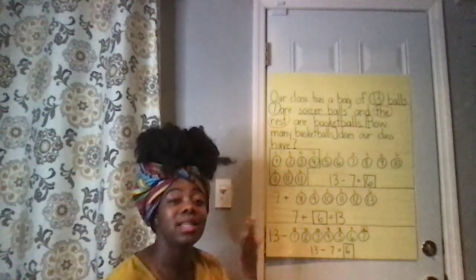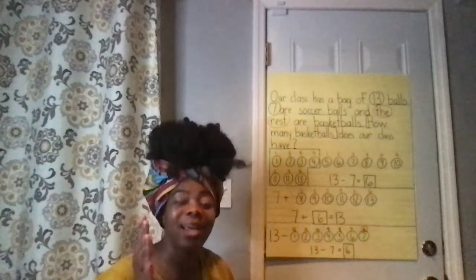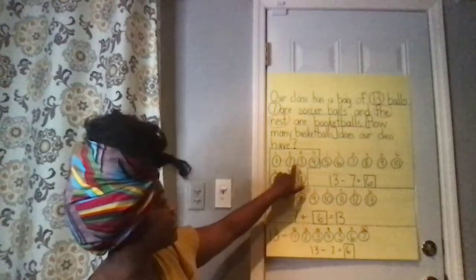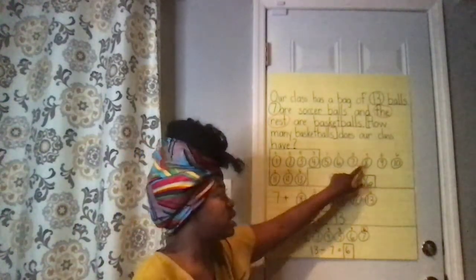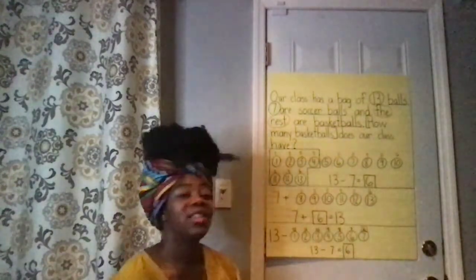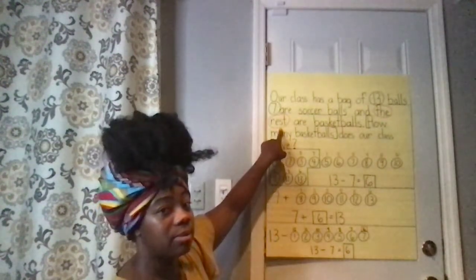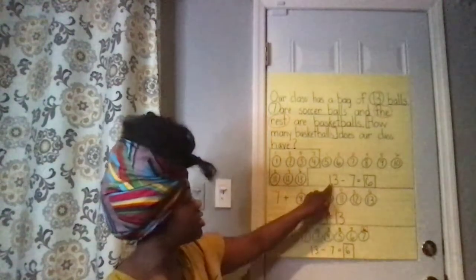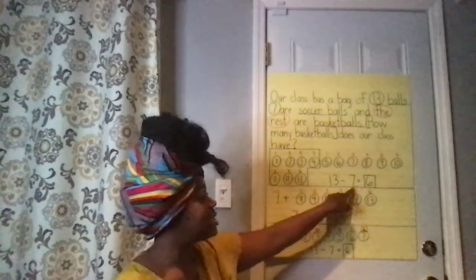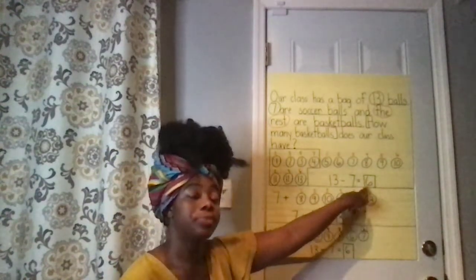Now I have to see what's left. What's left? Yes, left. We have to see what's left. So I'm going to count what's left. 1, 2, 3, 4, 5, 6. There's 6 balls left. Those 6 represent the basketballs, the rest in our story problem. So when I write my number sentence, it will be 13 minus 7 equals 6.